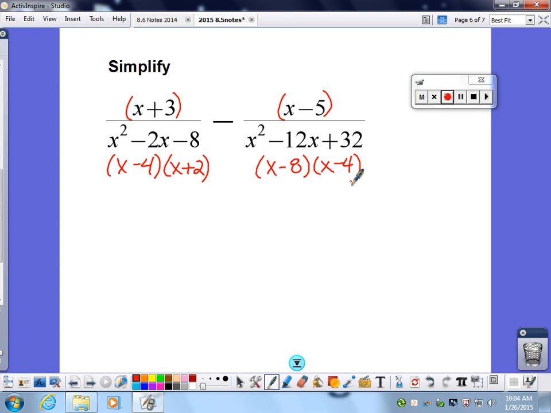Take a moment to check and make sure, like I said, you factor correctly. All right, I need a common denominator. I want every different factor that I had. It's the largest number of times it appears in a single expression. So they only appear one time in each expression. So that means my common denominator is going to be x minus 4, x plus 2, and x minus 8.